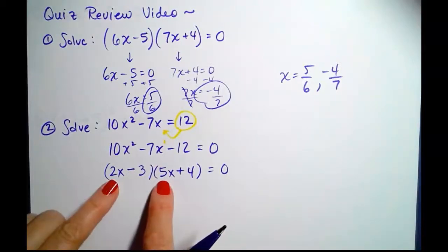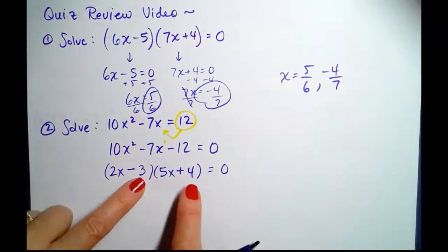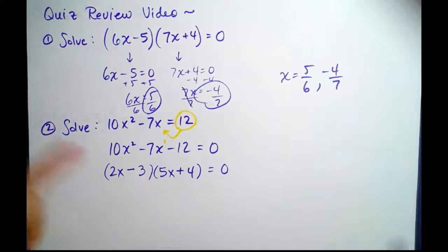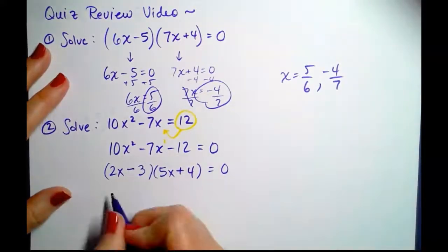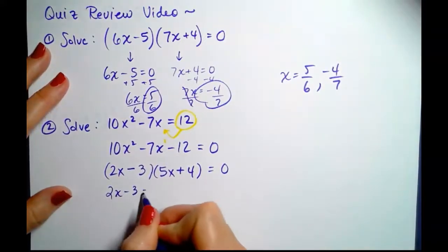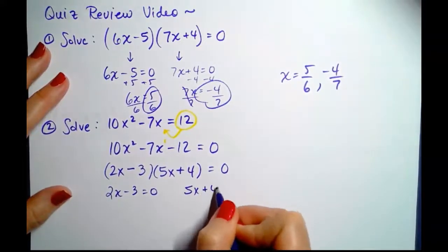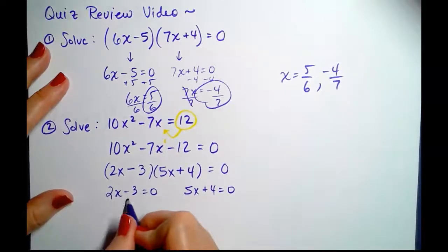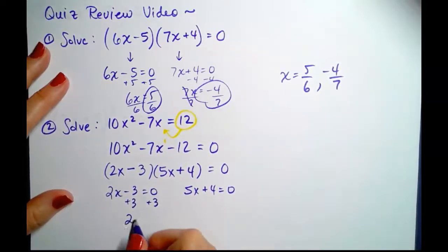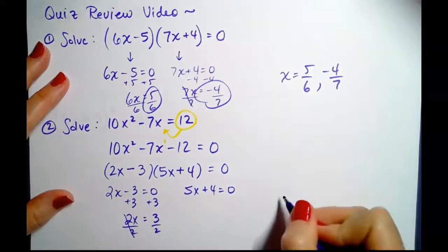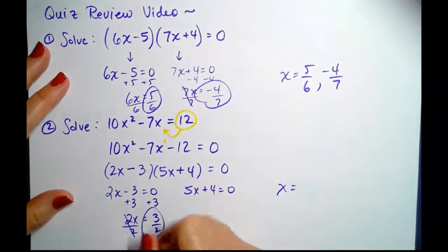Of course, 2 times 5x is 10x squared. Negative 3 times 4 is where we get the negative 12. So I just checked it. Set each factor equal to 0. That's step 3. Plus 3, plus 3. 2x equals 3. Divide by 2, divide by 2. X equals 3 halves. There's the first solution.